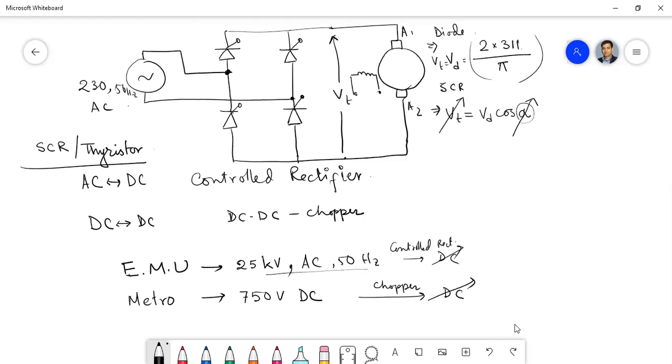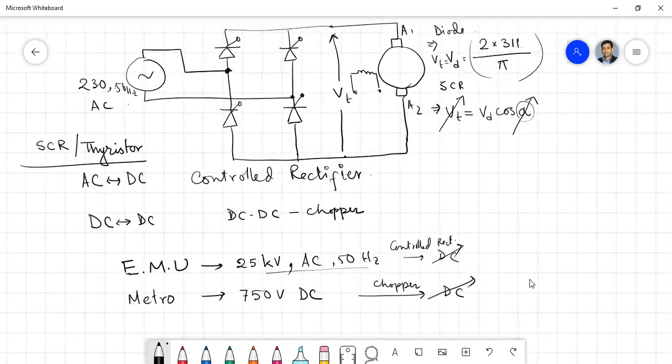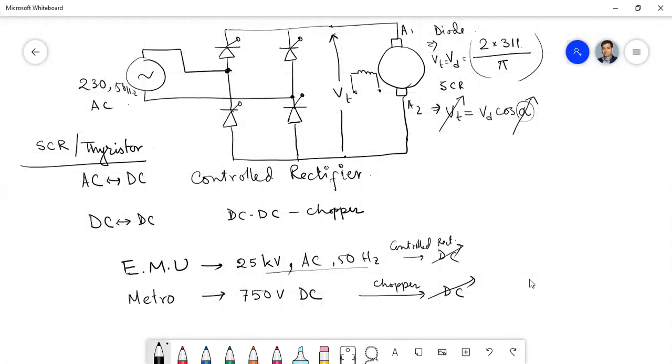Clear? Any query? If you have, you can ask. So this is all about the speed control of DC motor.